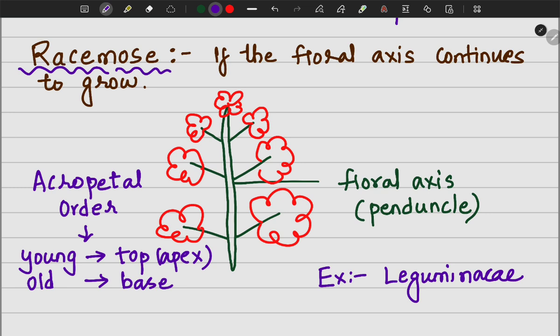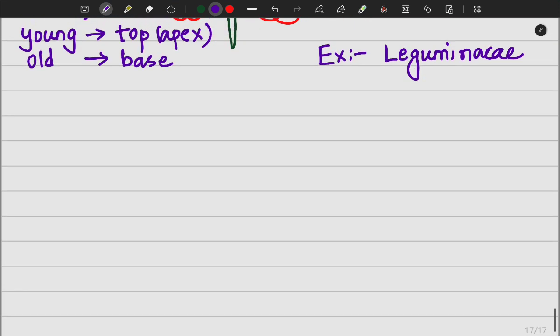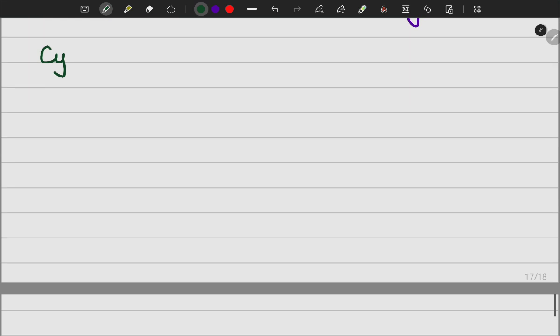Alright, so I hope racemose inflorescence is clear. Now let us look at the other type of inflorescence, which is cymose inflorescence. So in cymose inflorescence, what happens? The floral axis terminates into a flower, and hence its growth stops after some time. So the growth is limited, and the flowers are arranged in a basipetal order. What is basipetal order? It is just the opposite of acropetal order. So let us draw and understand it.